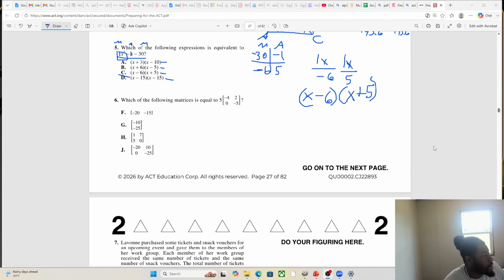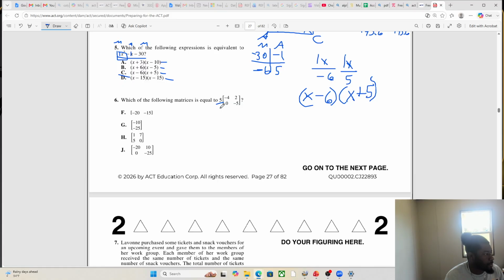All right, we're back on practice one, problems 6 through 10. We have a matrix to be multiplied by 5. The only thing we do here is multiply 5 times every number within the matrix. So 5 times negative 4 is negative 20. 5 times 2 is 10. 5 times 0 is 0. 5 times negative 5 is negative 25. So 6 is J.